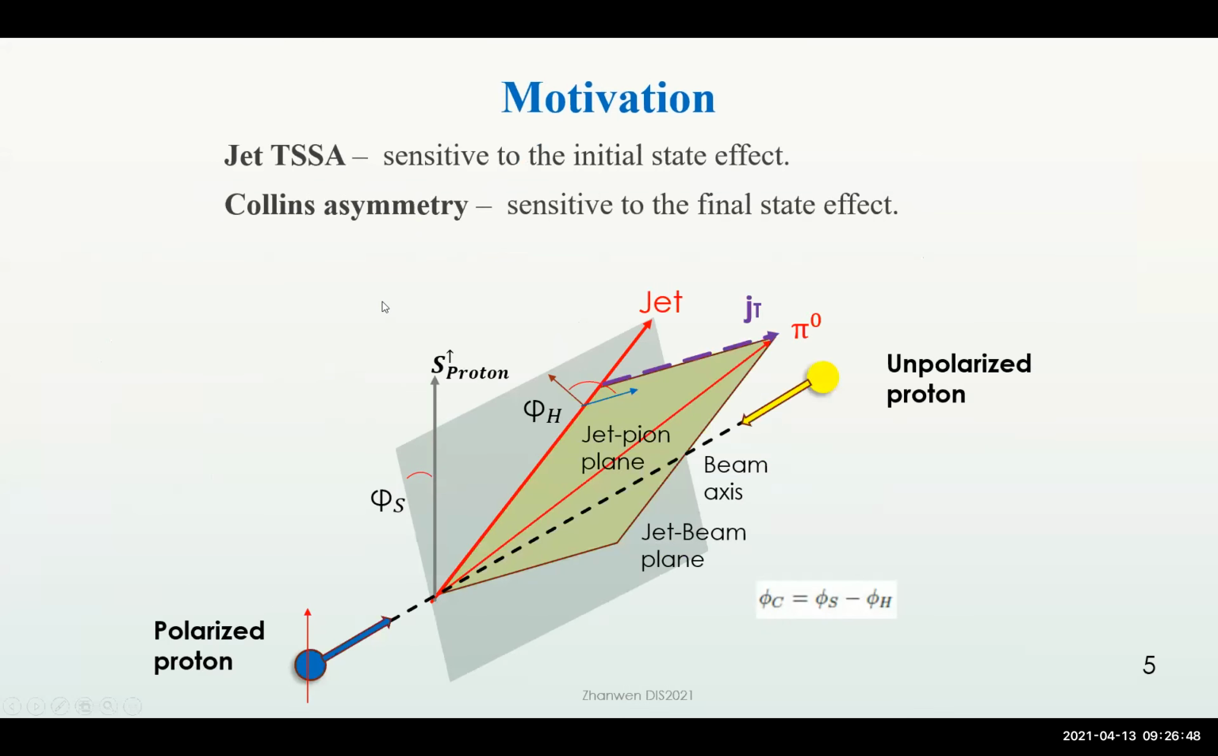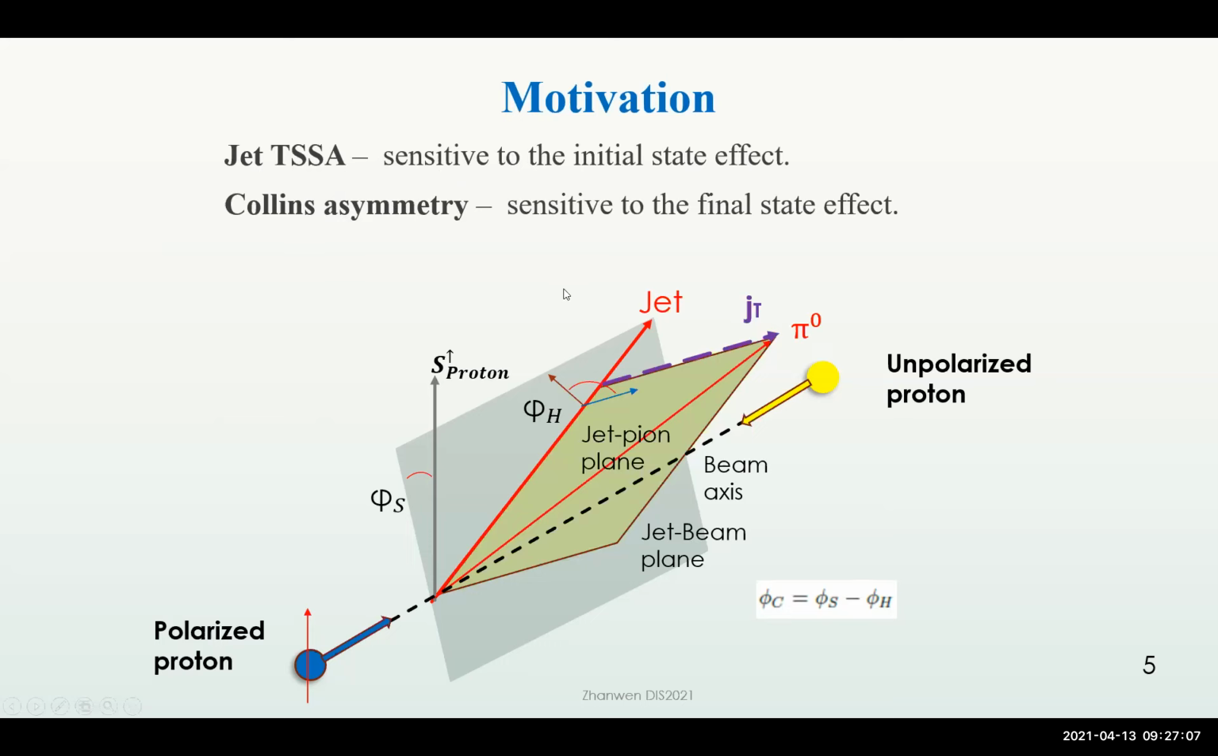Since we are measuring pi0 TSSA in our measurement, we are thinking to use other observables like the jet TSSA and the Collins asymmetry, which are sensitive to different effects, so that we can have a full picture of the whole TSSA.